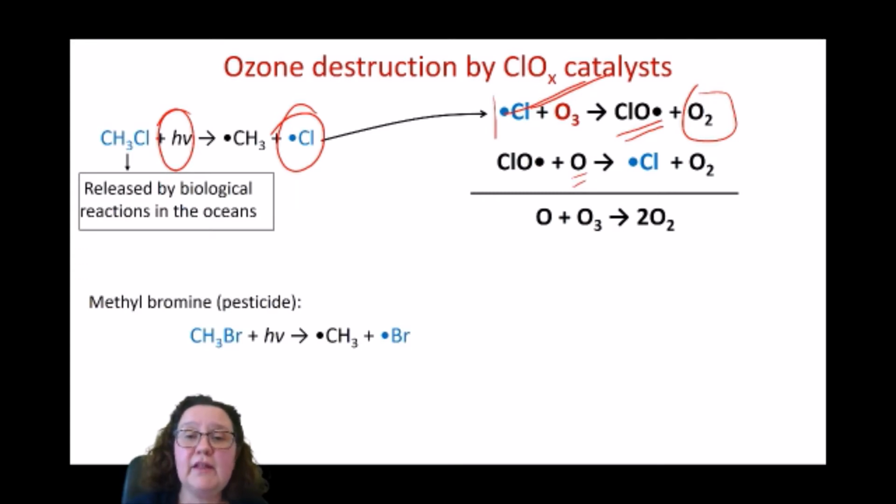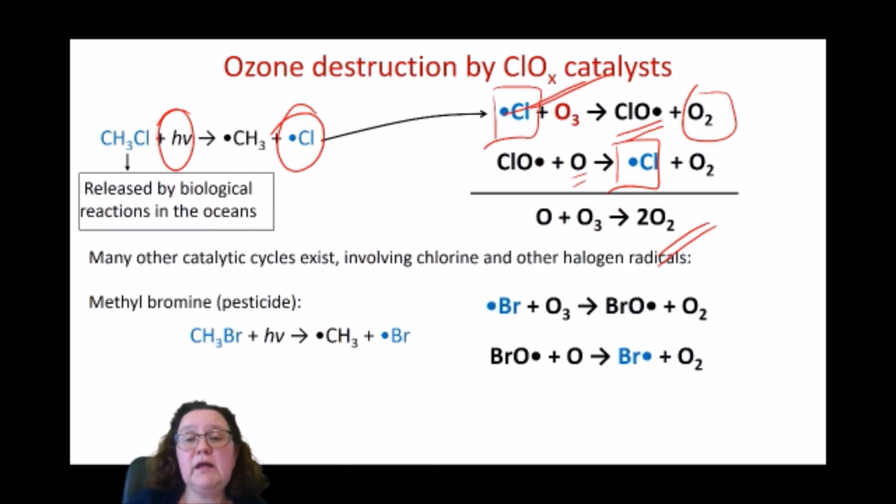So in the net, again, the key message here is that the net process does not destroy the catalyst. It is a catalyst. The chlorine radical gets recovered and goes off to destroy another molecule of ozone, and the ozone is destroyed, and oxygen, O2, which is the stable species, is generated.